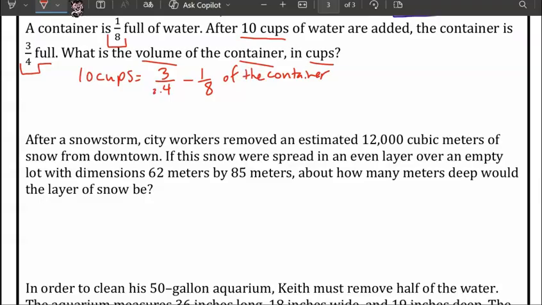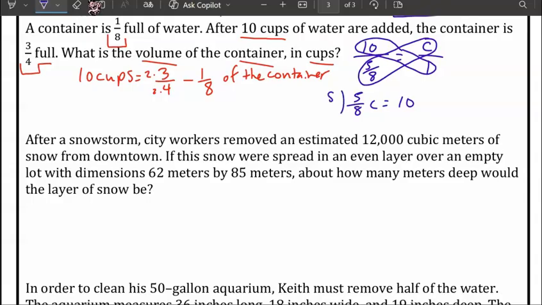All right, let's find the difference of these. We have 6 minus 1, it's 5 over 8. So 5 over 8 is 10 cups, and we want to find the number of cups for one whole. Let me rewrite that. From here, we could cross multiply and solve this proportion. 5/8 C equals 10. Multiply by the reciprocal. 10 divided by 5 is 2, and 2 times 8 is 16.